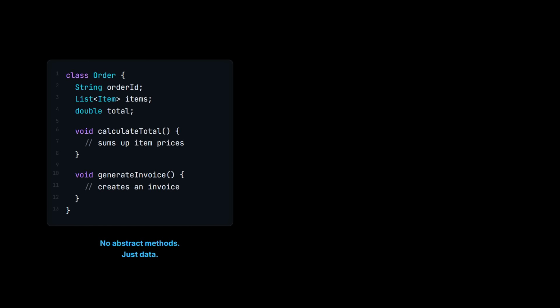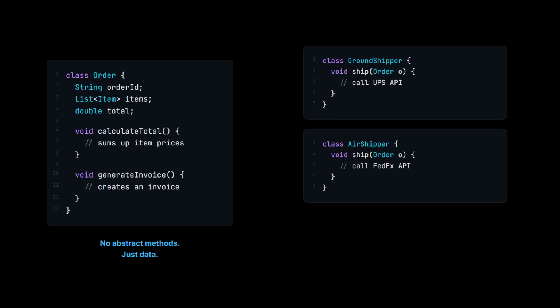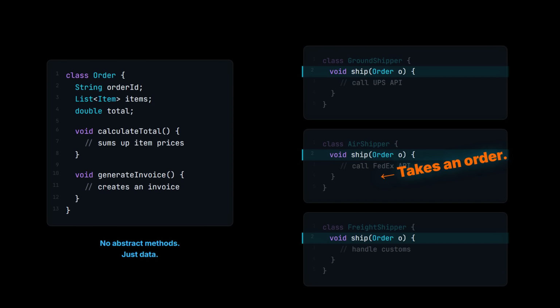Now, shipping is a separate concern, so we make separate classes for that. Ground shipper handles ground courier delivery, air shipper books next day air, freight shipper takes care of international freight and customs. Instead of the shipper being an order, it takes an order. The order is passed in as a parameter.